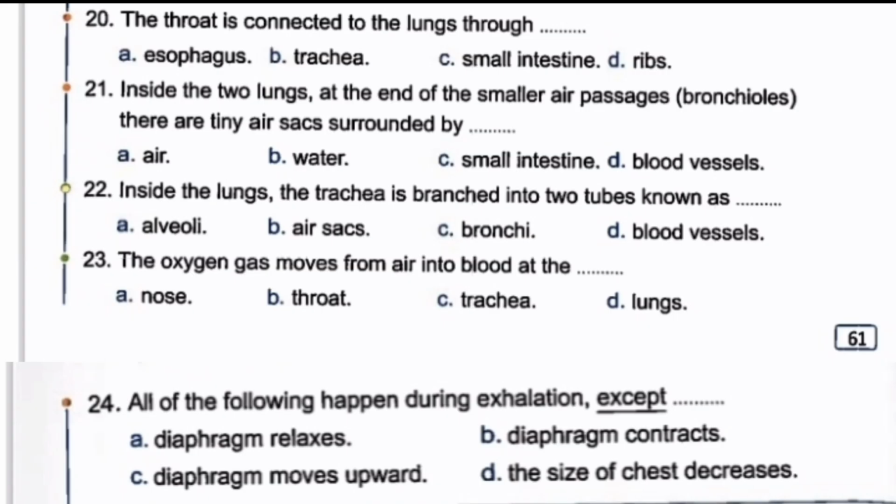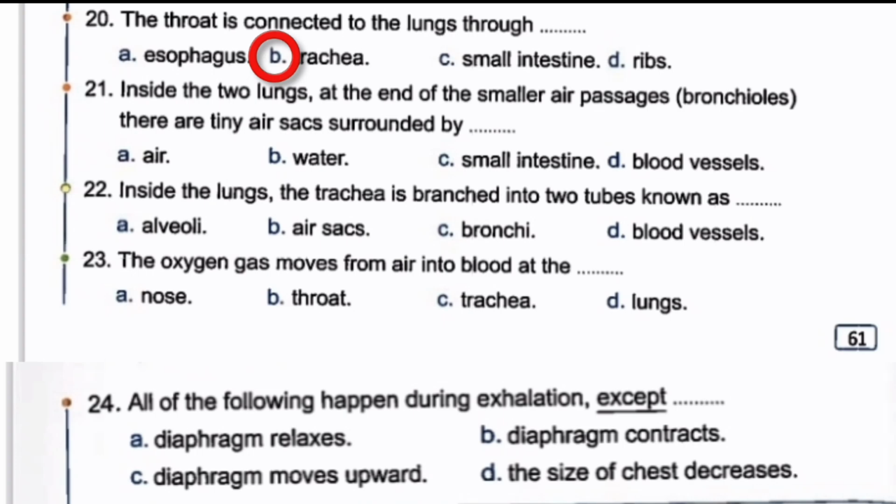Number 20. The throat is connected to the lungs through. So which organ connects the throat with lungs? Esophagus, trachea, small intestine, ribs. The right answer is trachea, so we will choose letter B.